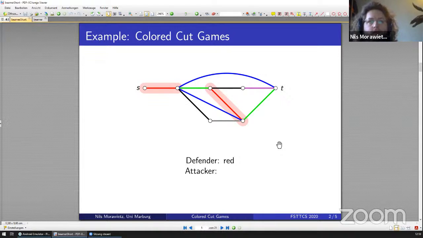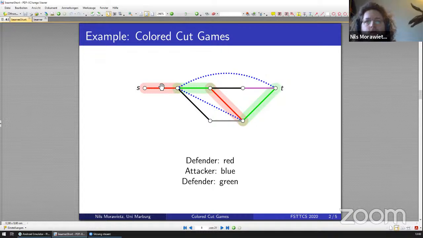So now it's the attacker's turn. He, as I mentioned, tries to disconnect S from T. So he has to choose the blue color, as otherwise the defender can complete a path in his next turn. So say the attacker chooses blue, which can be modeled by removing the blue edges from the graph. And now it's again the defender's turn, and we can see that if he chooses the green color, then he can obtain such a path, which has only the colors red and green, and he wins the game.